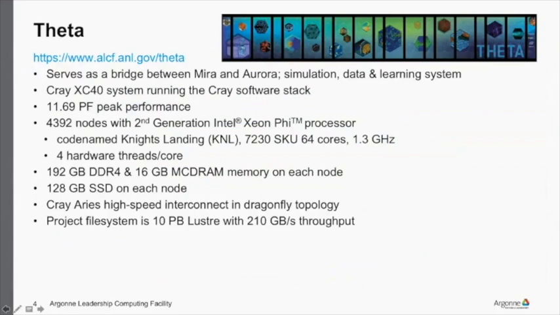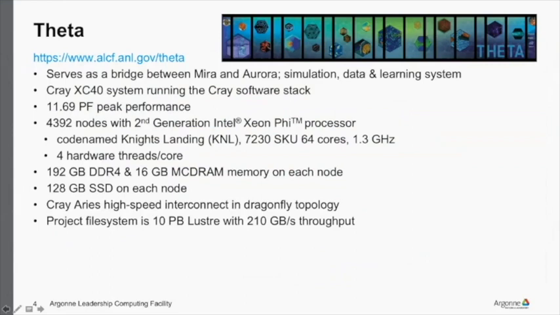Memory, there's a lot of memory on these nodes if you're used to some other architectures. 192 gigabytes of DDR4 and 16 gigabytes of what is referred to as the MCDRAM memory, high bandwidth memory. And I'll say a little bit more about that in a couple of slides. And also attached to each node is a 128 gig solid state drive. Combined with the large amounts of memory and the solid state drive, it really does offer some unique capabilities in terms of data and learning, and also in the simulation space.